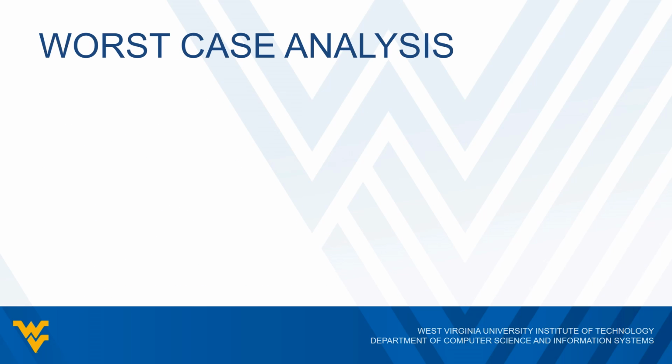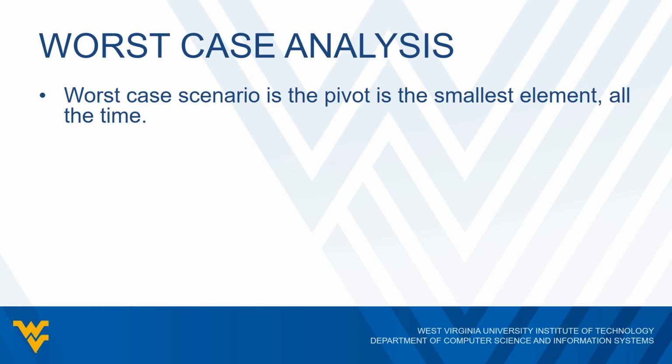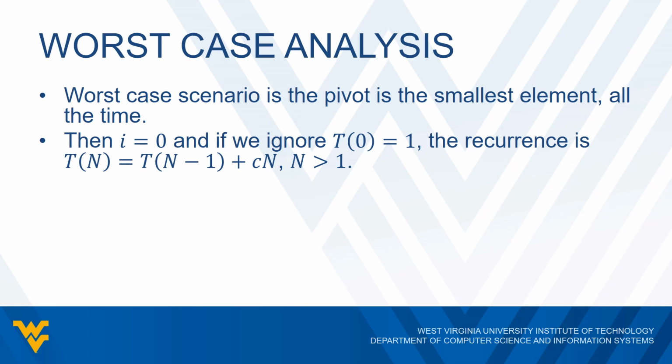Let's start by taking a look at the worst case scenario. And in this case, it would be that the pivot is the smallest element every single time. That is the absolute worst case scenario. What this means is i is going to be 0. And let's just suppose we ignore the fact that t of 0 equals 1. Our recurrence relation is going to be that t of n equals t of n minus 1 plus c times n, where n is going to be greater than 1.